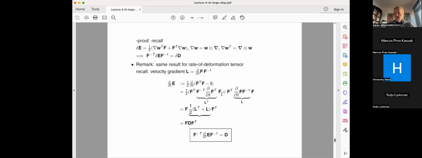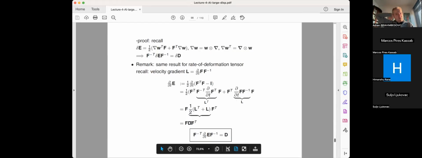So you recognize your L velocity gradient, this is your L transpose, and hence you can write this to be F transpose times 1/2 L plus L transpose times F. So this will be this type of transformation. You get your rate of deformation tensor.